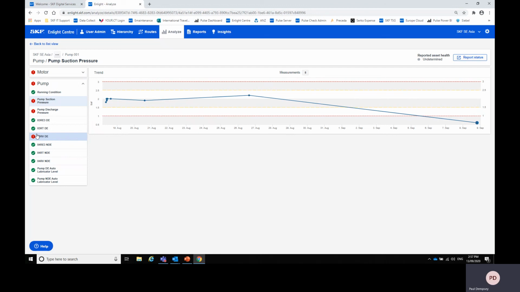So that's a basic introduction to access to the SKF Enlight Centre as part of the SKF Quick Pro Plus bundle. I'd just like to say thank you, and I hope that you find access to the SKF Enlight Centre could be useful to you in improving your plant reliability.